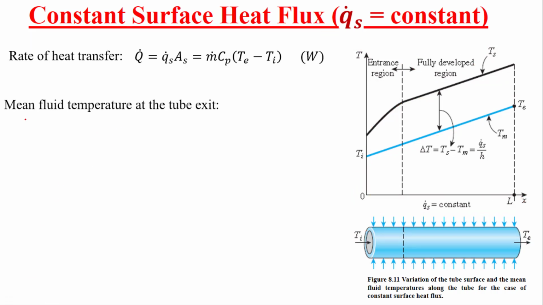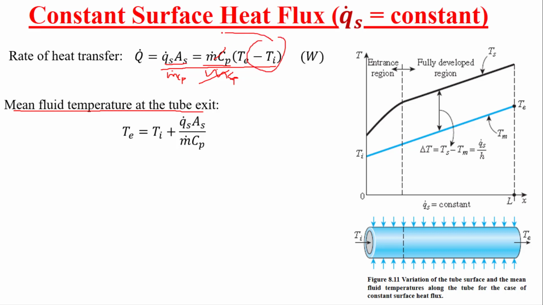So the mean fluid temperature at the tube exit: if I just rearrange this equation, we divide both sides by m dot Cp, so this cancels with this one. And we transfer T inlet to the other side to become positive. So T exit is equal to T inlet plus Q dot s As divided by m dot Cp.